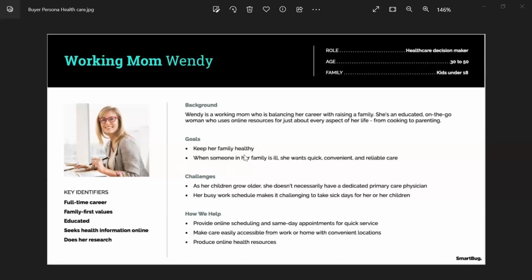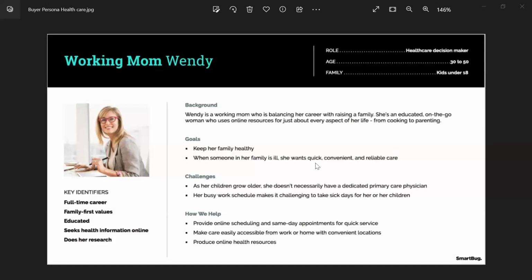What are the goals of this person? Because the goals will also determine your solution. The solution that you're offering them is to help them reach their goals, right? If someone is sick, like me now, I told you I'm not feeling too fine. My goal is to become healthy again because I have a lot of work to do. So if you're offering me a solution, your solution has to help me achieve my goal. Her goals are to keep her family healthy.